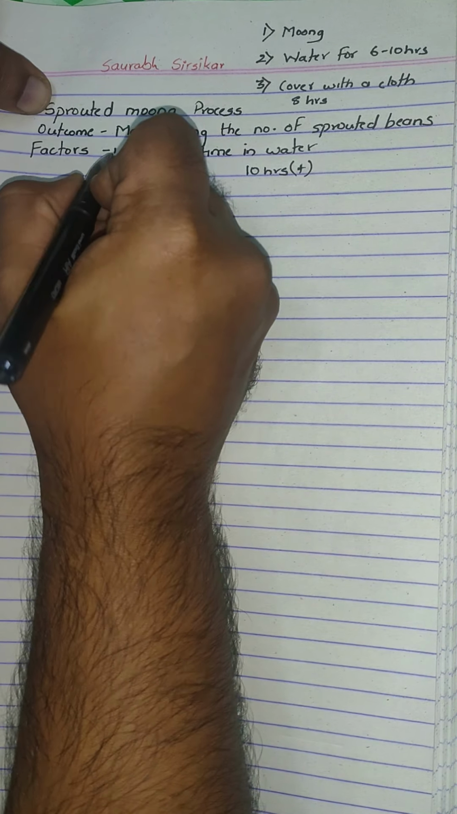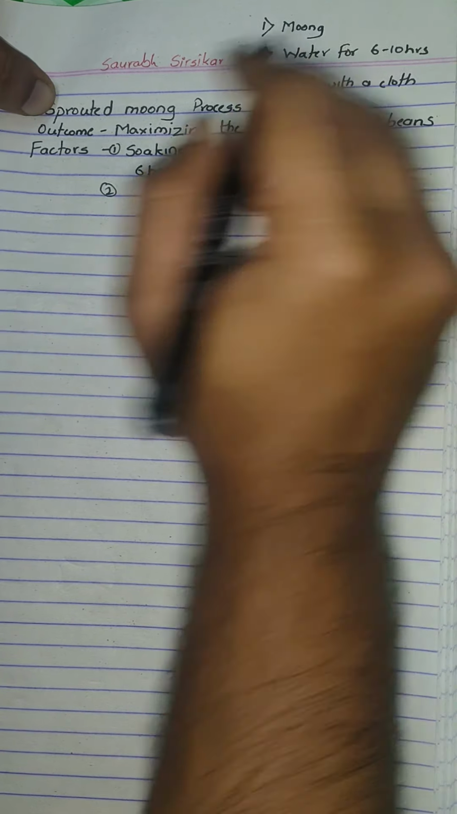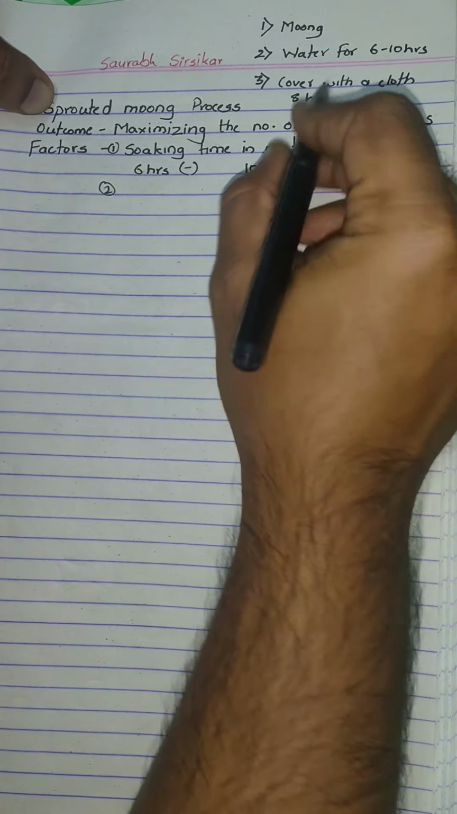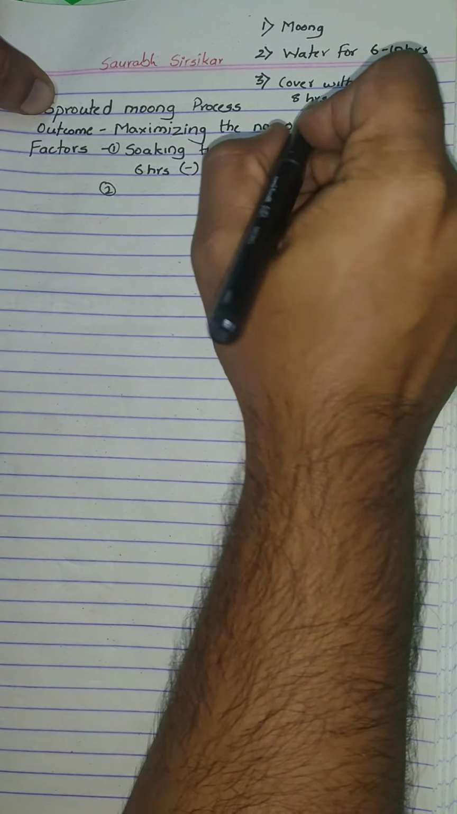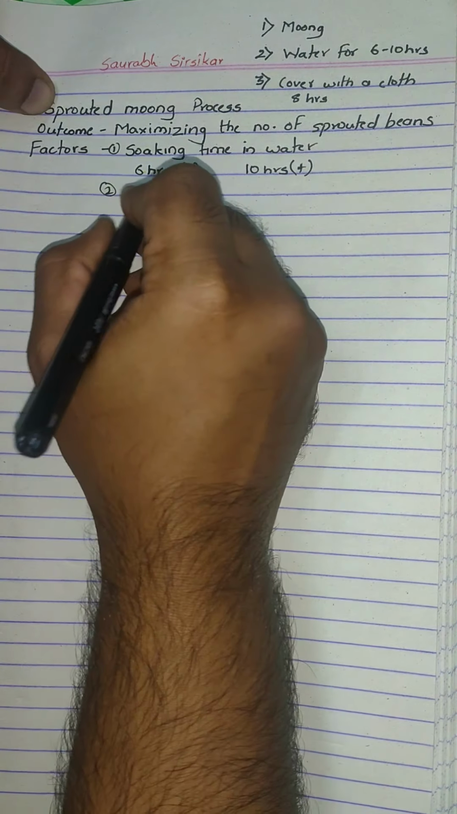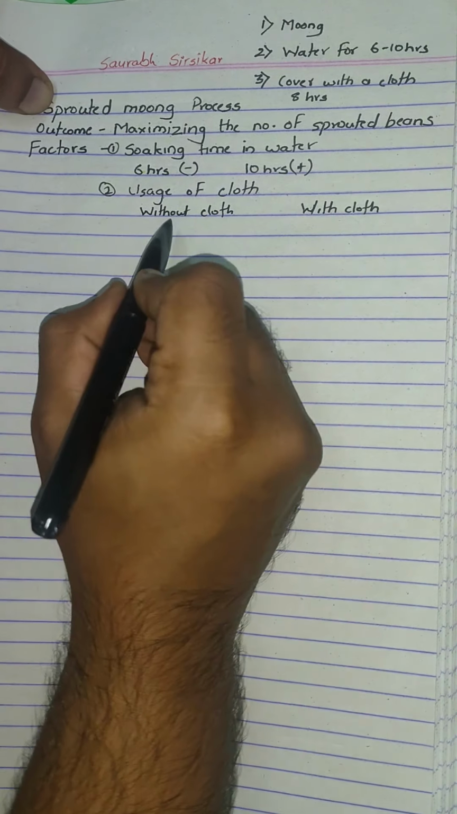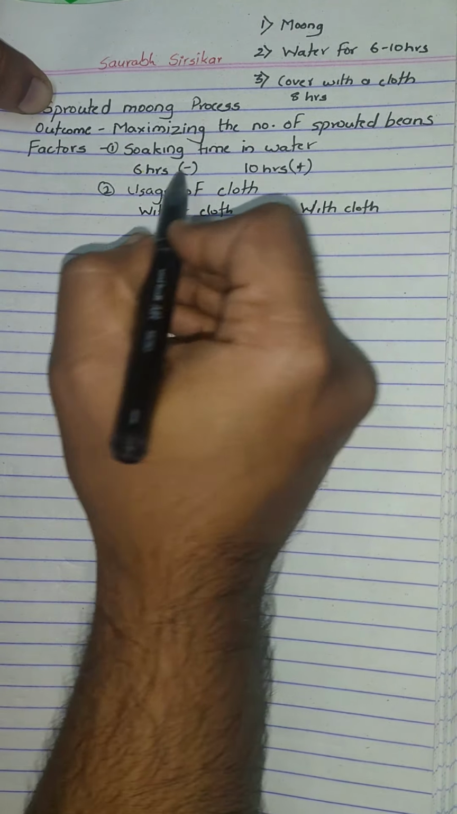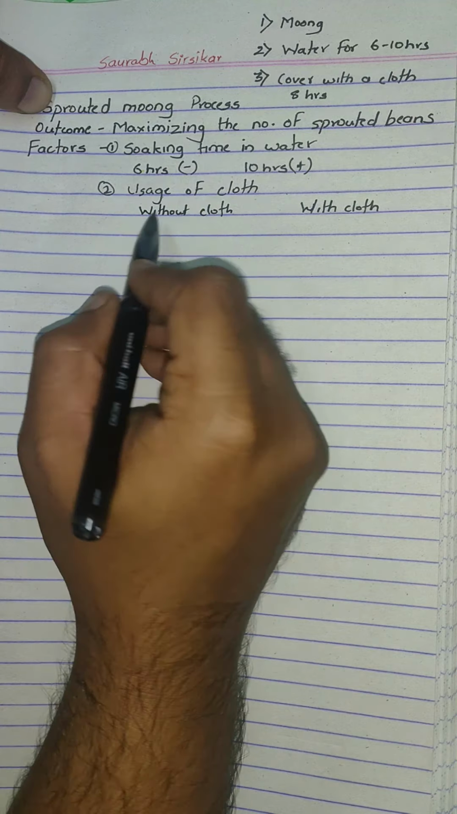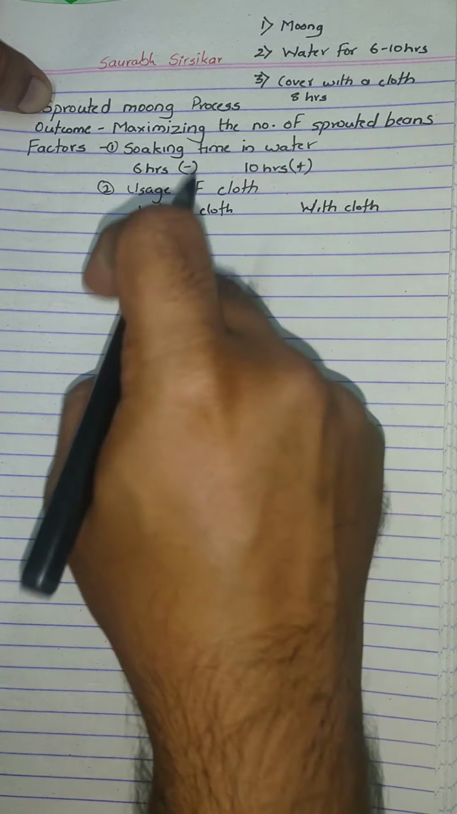Now the second factor, I will number the first one as 1, and the second factor which I have selected is covering with a cloth. After soaking it in water, the next step is covering it with a cloth and keeping it for 8 hours. Here I am not going to play with the time. I will just play with the usage of cloth, so without cloth and with cloth. You understood? Without cloth means I will just take the moong which is soaked in water and I will not wrap it in a cloth, rather I will just keep it in an open container. Whereas when using this level I will cover it with a cloth.